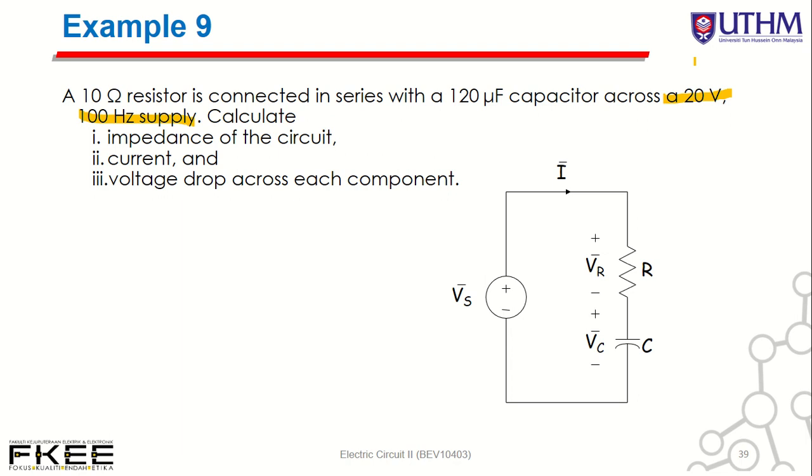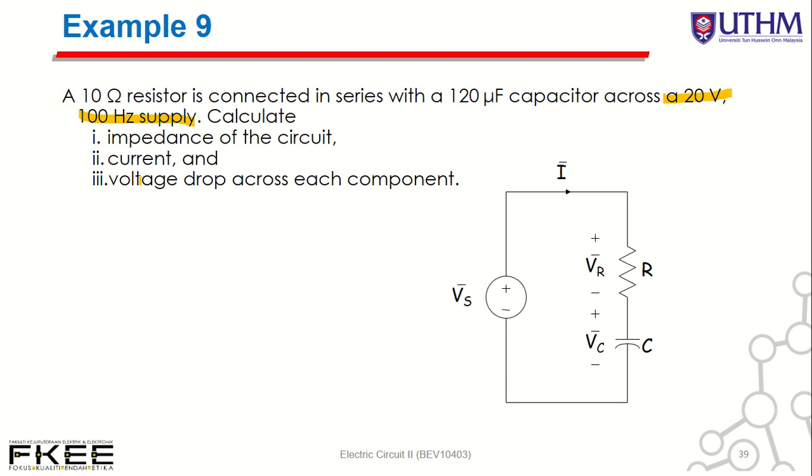So VRMS. You need to determine the peak value. In your analysis you need to use the peak value, so you convert from RMS to peak value. Then calculate the impedance of the circuit. You have this one in series. You can determine ZR, ZC, and the summation of ZR and ZC becomes your total impedance. And determine current. How to determine current? You can solve by using KVL, and then you can get the current.